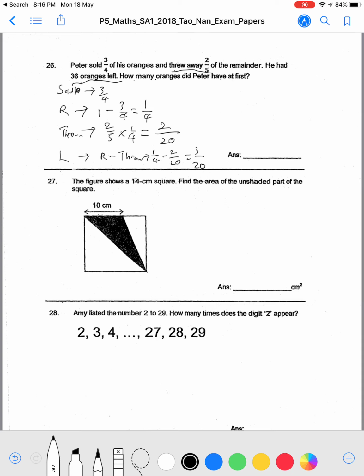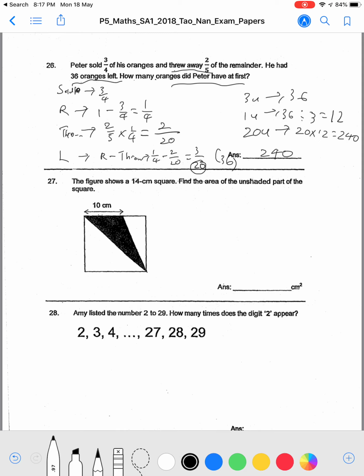They also give us the amount that is left. So 3/20 is 36, right? So actually 3 units is 36. 1 unit is 36 divided by 3 is 12. So the total is always the denominator, right? How much did Peter have at first? Peter had 20 units at first. 20 times 12, 240. So Peter actually had 240 at first. Okay, can?